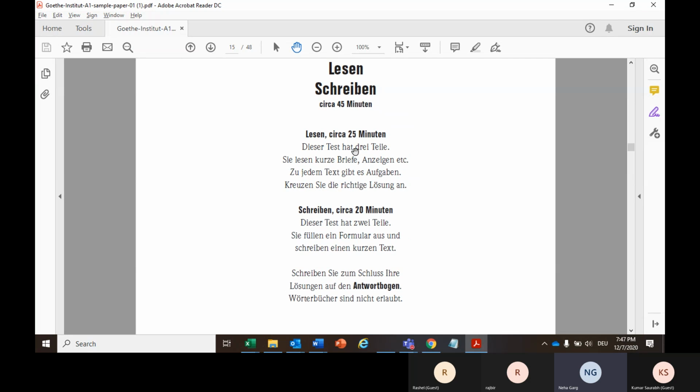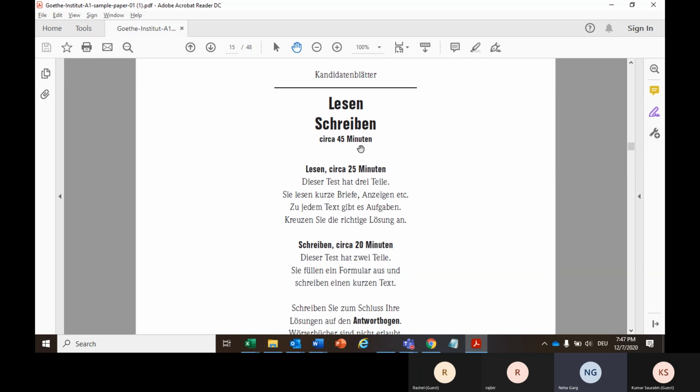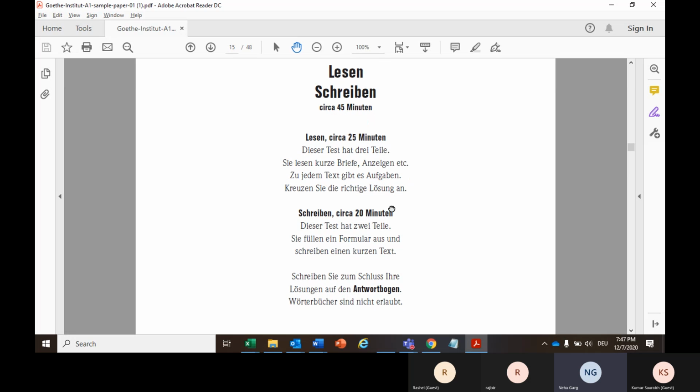Ideally, it should go in a way that for Schreiben you give 20 minutes, and for Lesen you give 25 minutes. That depends on you, how much time you take. But after 45 minutes, the sheet will be taken from you for Lesen and Schreiben. Now I'm going to explain how Lesen and Schreiben is, and then you will do it as your homework. Make sure when you do the homework, you keep a watch with you, and don't take more than 45 minutes.